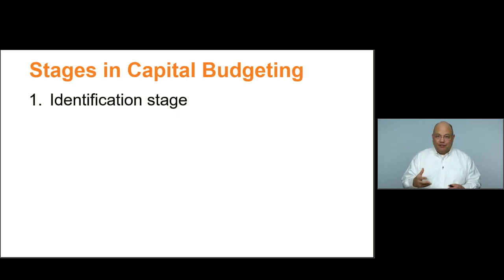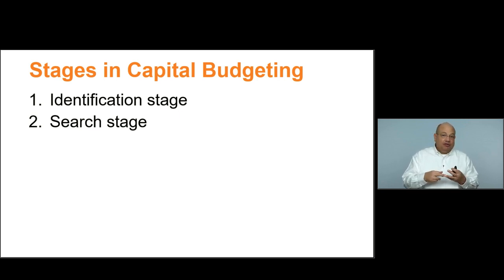After we've identified whatever type of project we're looking at or looking for, the next stage, the second stage, is the search stage, where: what are the options? Okay, what are the different ways we can do this? And if we're needing to increase our capacity a lot, like I already said, we can buy a factory, we can build a factory, we can rent a factory. Okay, so what are the different options that we have?